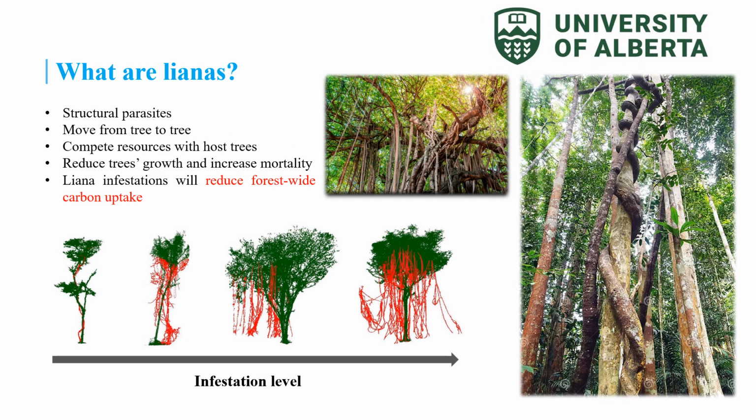First of all, I would like to introduce what lianas are. Lianas are structural parasites. They can move from the host tree to others. They compete above and below ground resources with host trees. Lianas also reduce trees growth and increase trees mortality. But most importantly, liana infestations will reduce forest-wide carbon uptake.